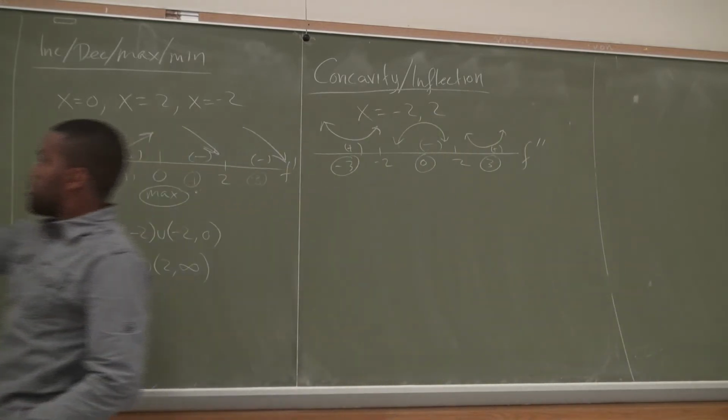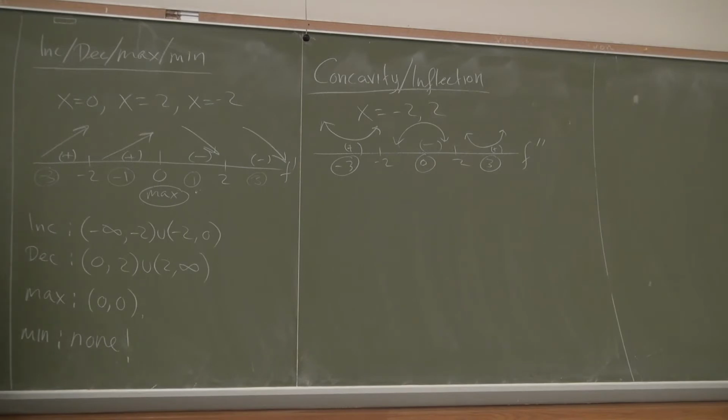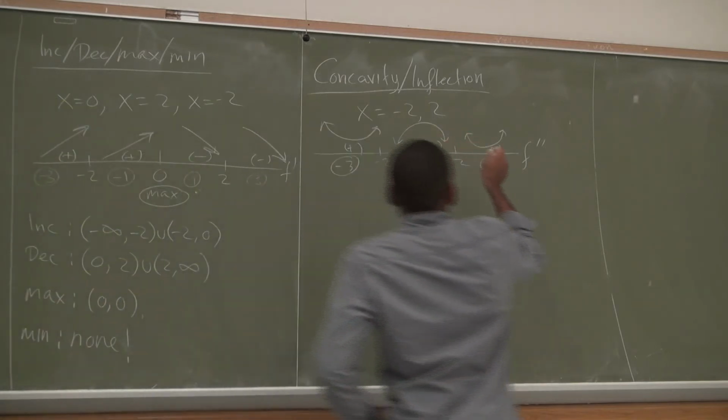Right? X squared minus 4 equals 0 when x is plus or minus 2. Right? Am I the only one that can do that in my head?